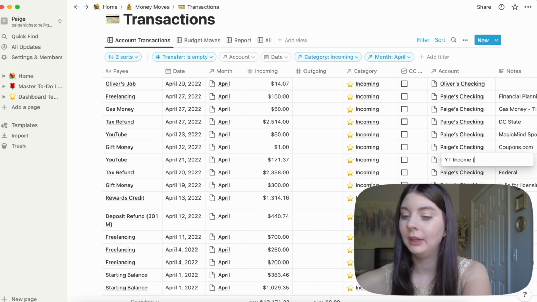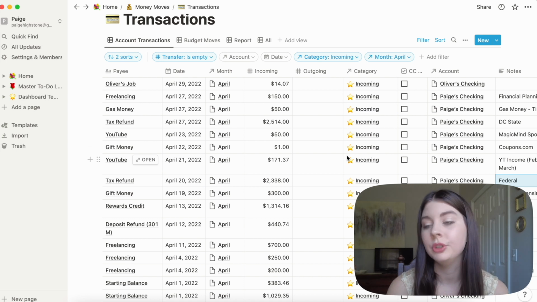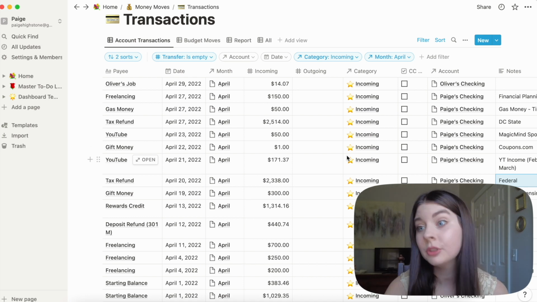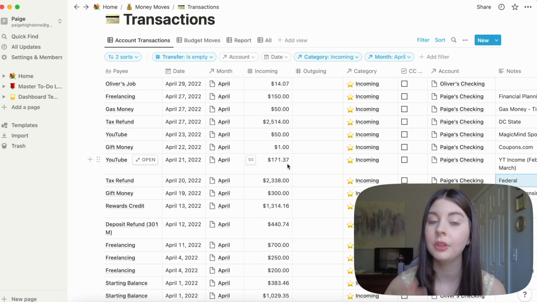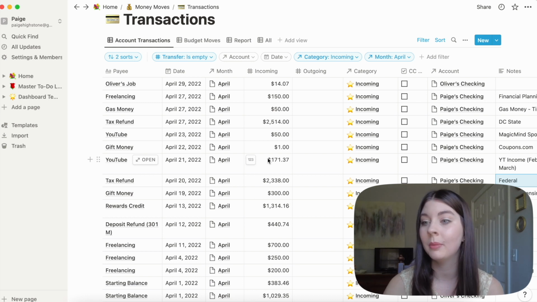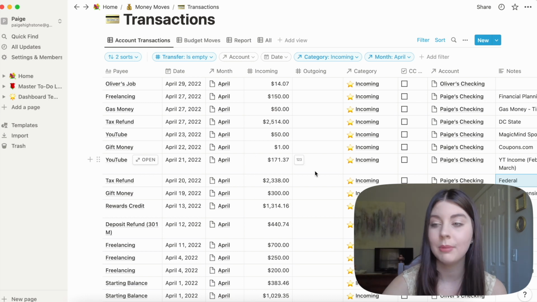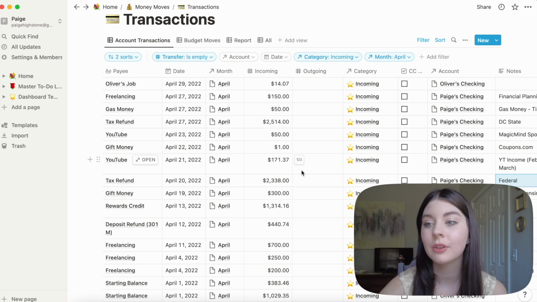This was YouTube income for February and March. So for those of you who don't do YouTube, I feel like I say this every time I do these videos, but if you don't meet the $100 threshold, then they hold your money until you reach $100. So this was a combination of February and March income from YouTube, my AdSense money basically, because I hadn't met the $100 threshold in February to get paid out in March. So we have $171 from that.